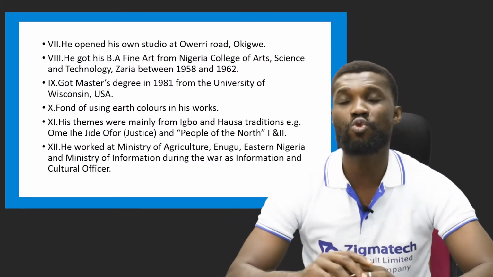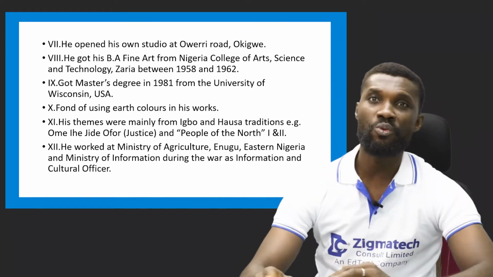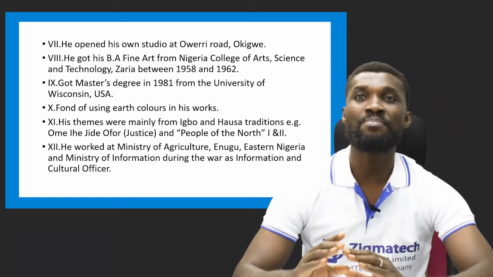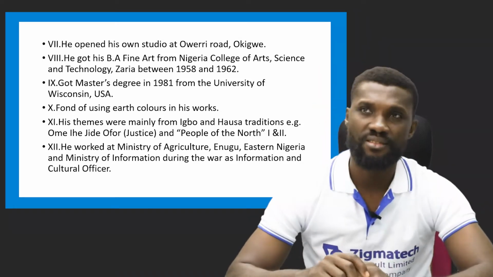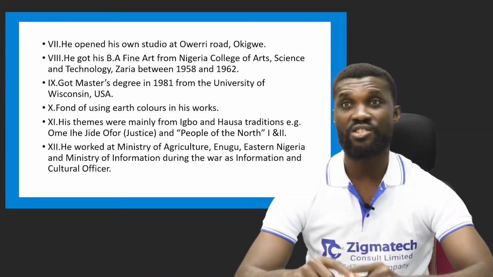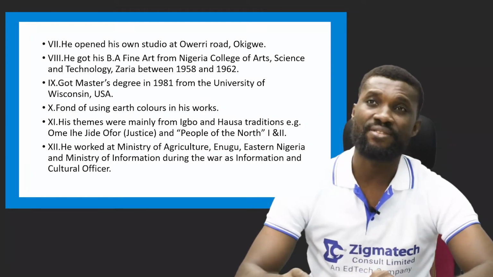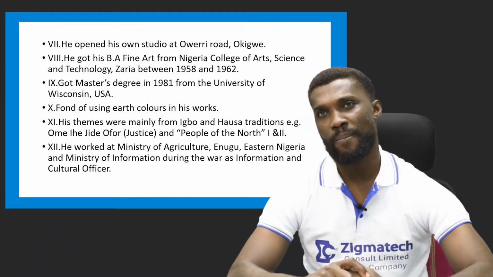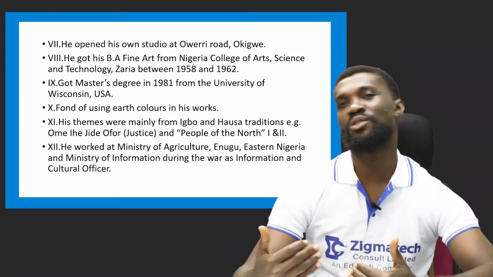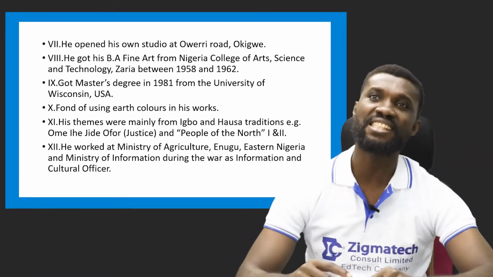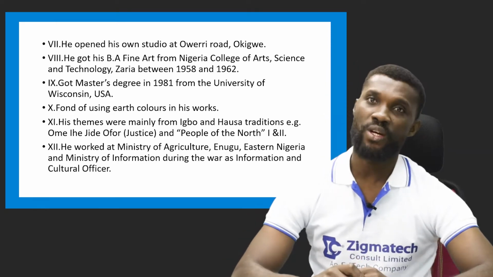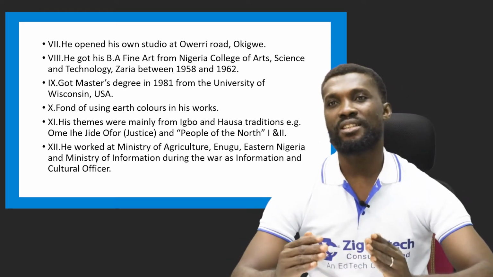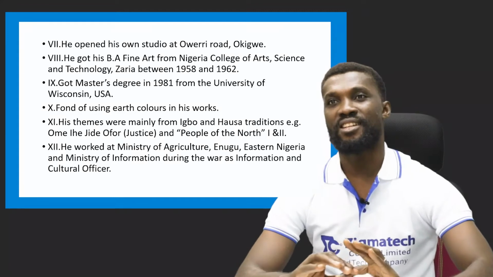So he opened his own studio at Owerri in Okigwe. He also got his BA in Fine and Applied Art at the Nigerian College of Art, Science and Technology, Zaria, between 1958 and 1962. He also went further to further his education. He got his master's degree in 1981 from the University of Wisconsin in the US. Now, these are his educational background.